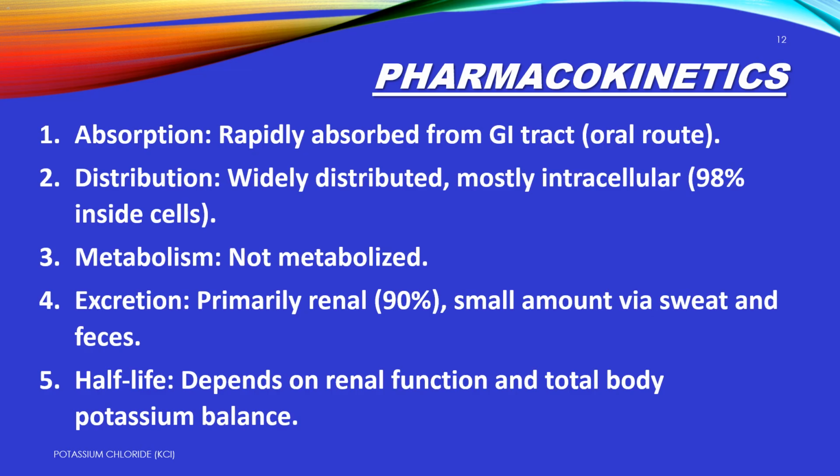3. Metabolism. Not metabolized. Potassium chloride is not broken down or metabolized by the body. Instead, it is used in its ionic form to perform various physiological functions. 4. Excretion. Primarily renal, 90%, small amount via sweat and feces. The majority of potassium ions are excreted through the kidneys, in urine, with smaller amounts eliminated through sweat and feces.